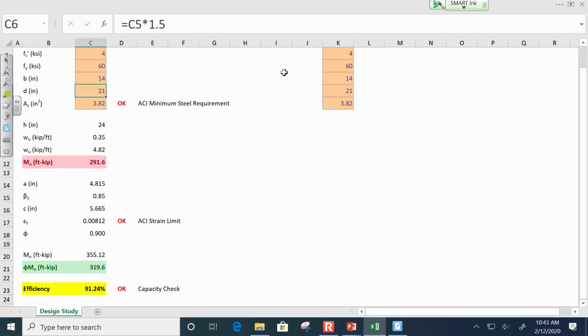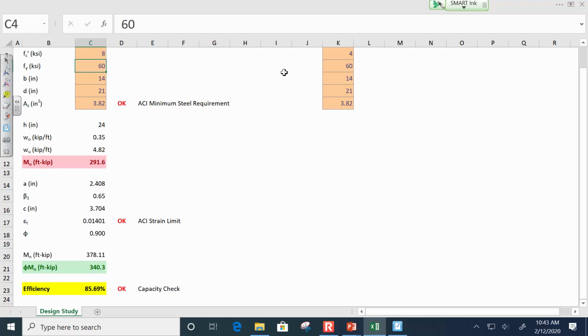Okay. Let's take a look at FC prime. FC prime is 4 KSI. What happens if I take FC prime and double it? Like what if instead of 4, what if I make that 8? Look what happens to VMN. Okay? See how VMN went from 319.6 to 340.3? Everybody see that?